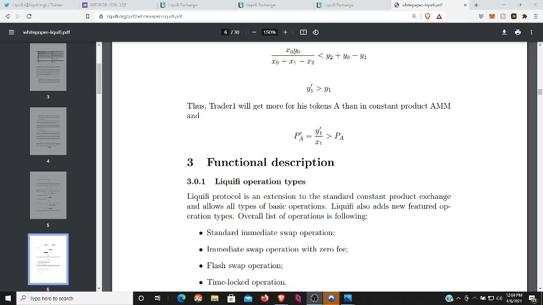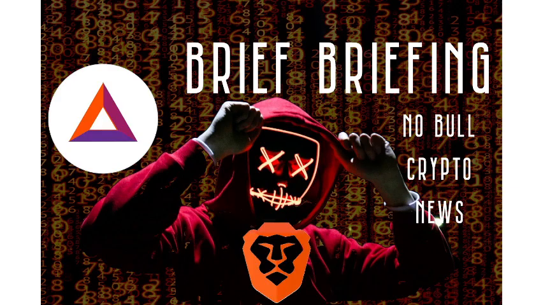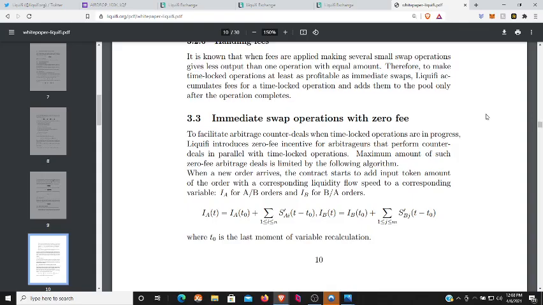So their purpose: the Liquifi protocol is an extension to the standard constant product exchange that allows all types of basic operation. Liquifi also adds new features, operation types. Overall, the list of operations is the following: standard immediate swap operation, immediate swap operation with zero fee, flash swap operation, time locked operations. Support independent media with BAT tokens, subscriptions, and likes. This is one cool feature of the protocol.